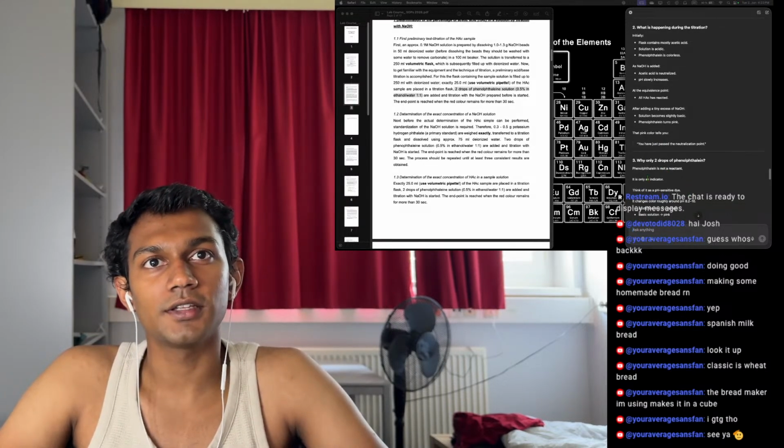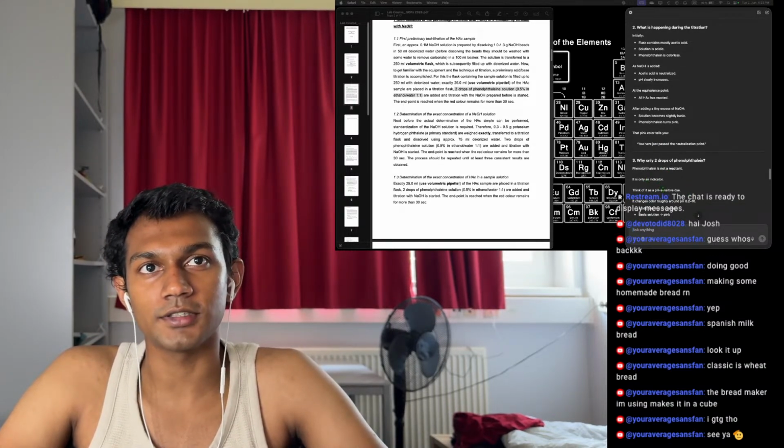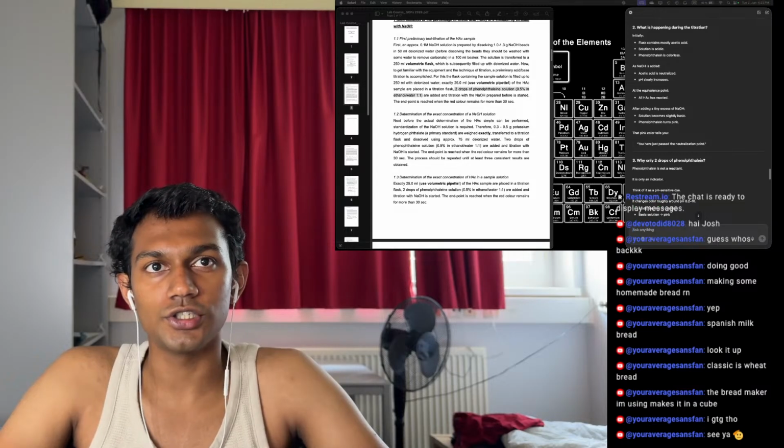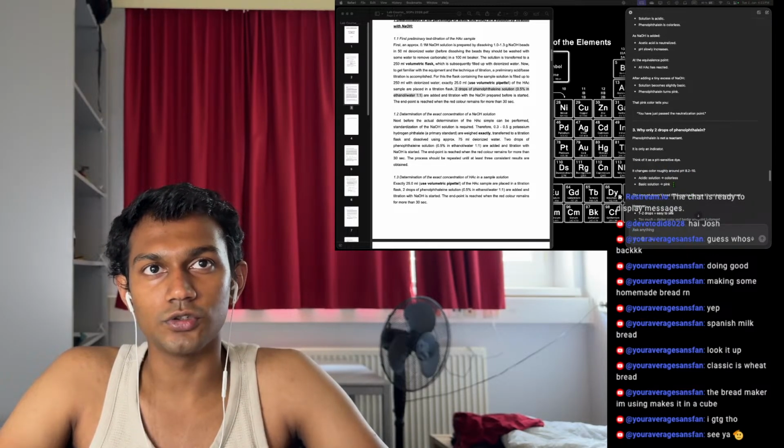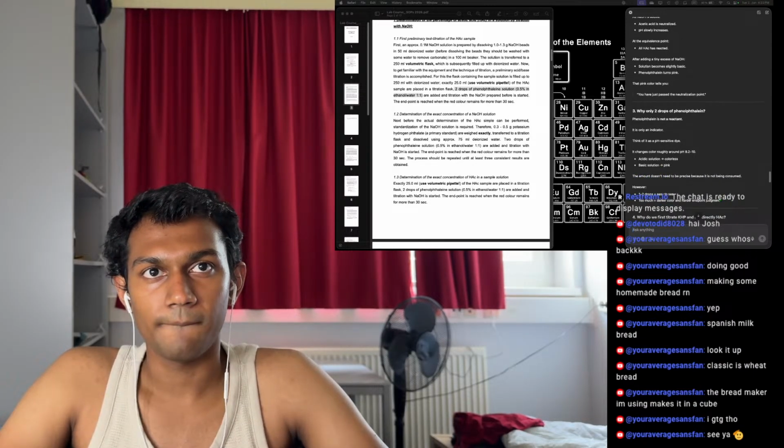Phenolphthalein is not a reactant, it's only an indicator. Think of it as a pH sensitive dye. It changes color roughly around 8.2 to 10 pH. Acidic solution colorless, basic solution pink. The amount does not need to be precise because it's not being consumed.